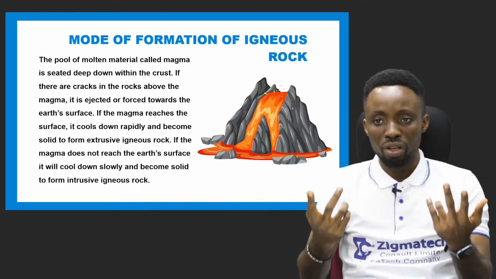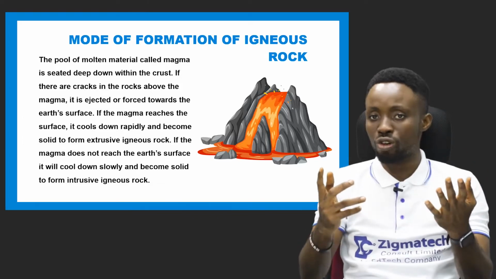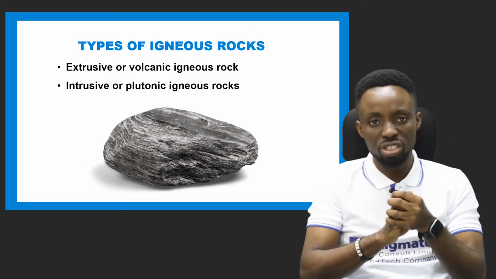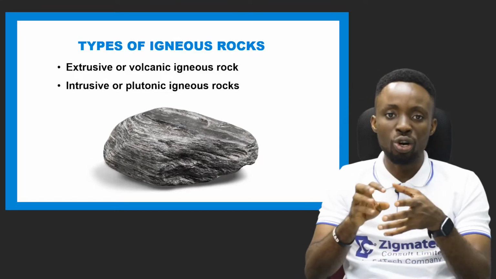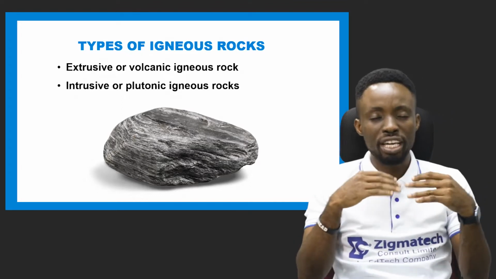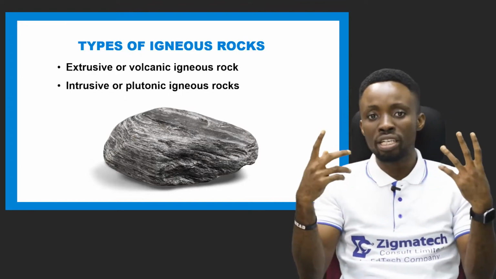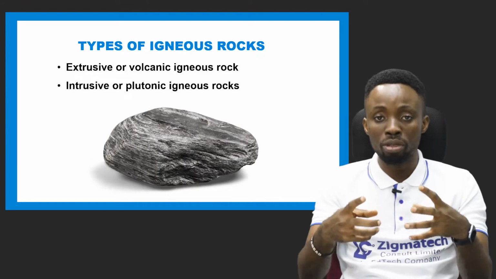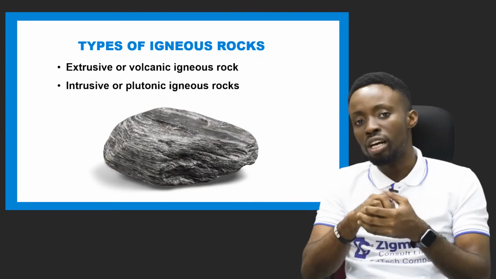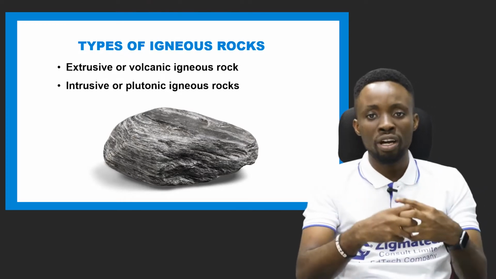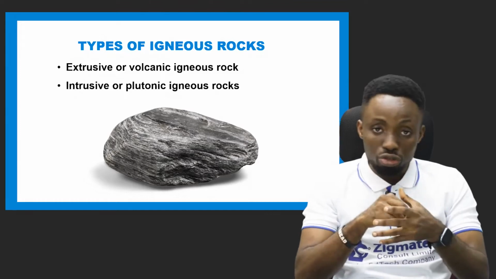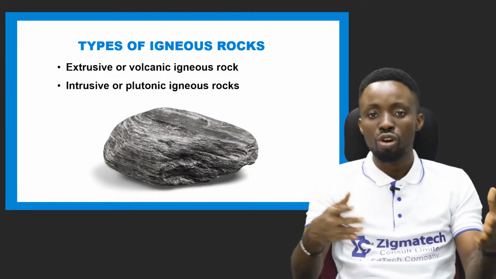So what I'm trying to say is that we have two categories of igneous rock. The first one is called the extrusive igneous rock, and the second one is called the intrusive igneous rock. If it's extrusive, we call it volcanic because it erupted from the magma chamber. But if it's an intrusive ejection of magma, we call such rock a plutonic igneous rock or intrusive igneous rock.